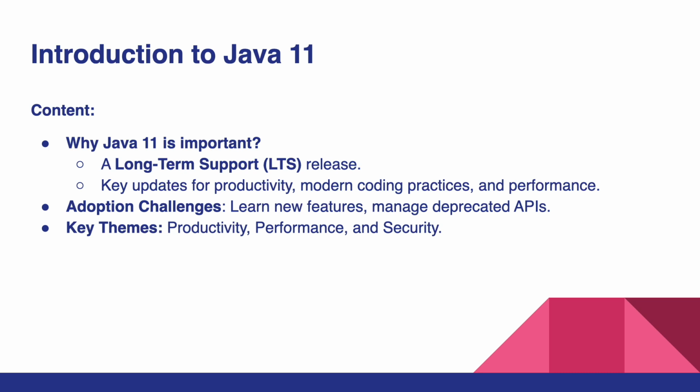However, adoption is not without its challenges. From understanding new features to managing deprecated APIs like Nashorn and Java Enterprise Edition modules, the transition requires both technical and strategic planning. In this video, we will focus on key themes: productivity, performance, and security, and explore how Java 11 addresses these critical areas.